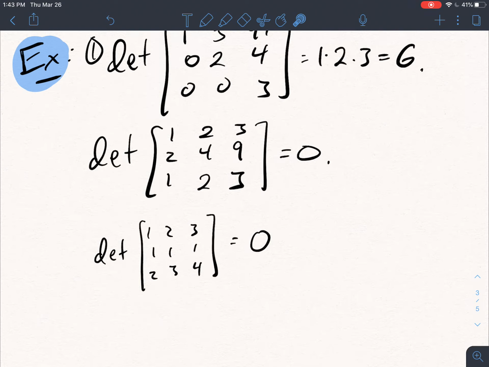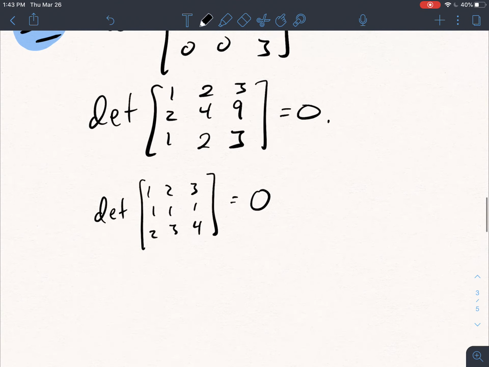So the row space has dimension less than 3. In this case, it would be 2. So it's a singular matrix, so it would have to have determinant 0. Or you could subtract row 1 from row 3, and you can also subtract row 2 from row 3. That would tell you that this is row equivalent to a matrix with a row of zeros. And in general, if you can row reduce to a matrix with a row of zeros, then it is a singular matrix and it will have determinant equal to 0.